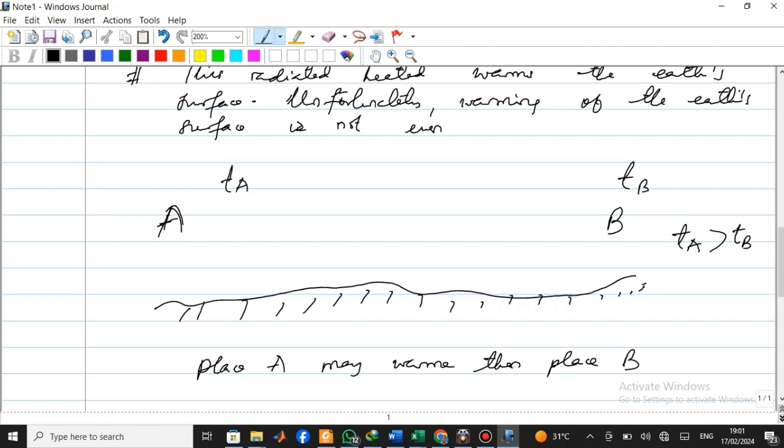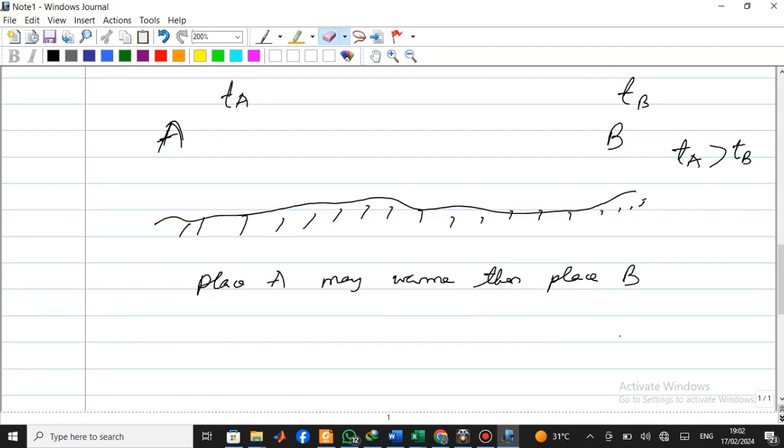This uneven warming of the Earth's surface is due to the geographical nature of the place. Some places get warmed easily, and some places find it very complicated to be warmed. And we have studied in physics that pressure.